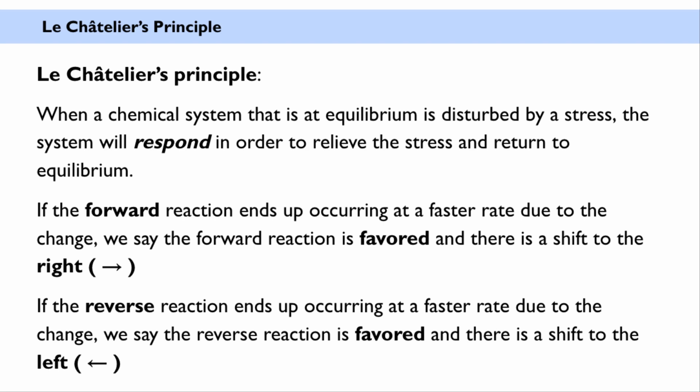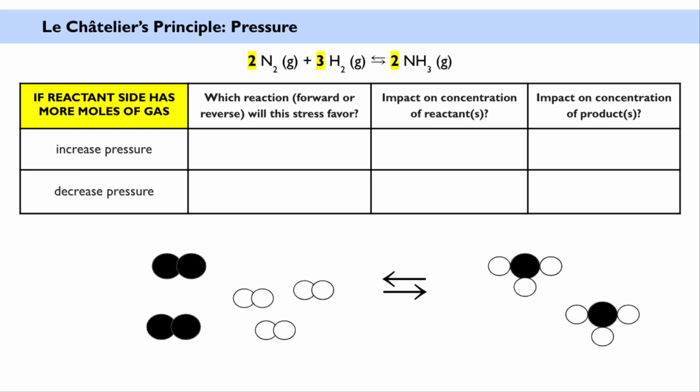So now that we've got some of those basic terms established, let's look at an example, and we're going to, of course, organize our thoughts into a table here. Now, this example shows a balanced chemical equation. It's the synthesis of ammonia gas. So 2N2 gas plus 3H2 gas reacts to form 2NH3 gas. At equilibrium, the reaction is also occurring in reverse.